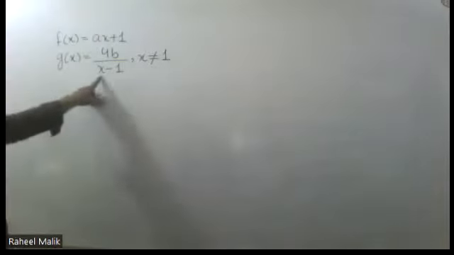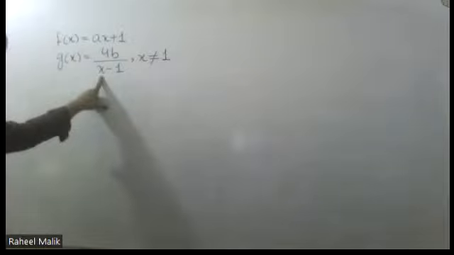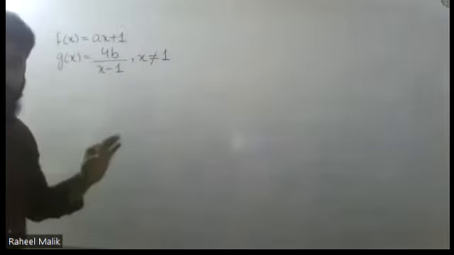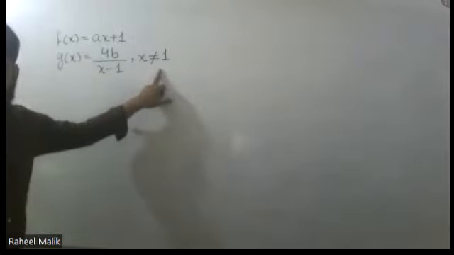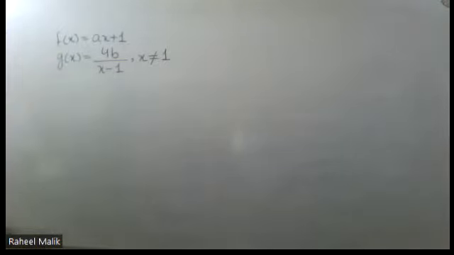Why can't x be equal to 1? For instance, if x is equal to 1 and I plot it over here, 1 minus 1 will become 0, and anything divided by 0 becomes undefined. It means in this function the value of x can't be 1. Now, these are the two functions given to us.